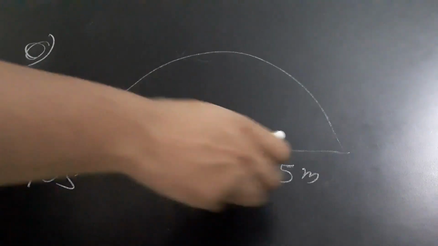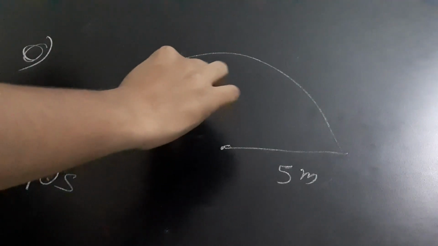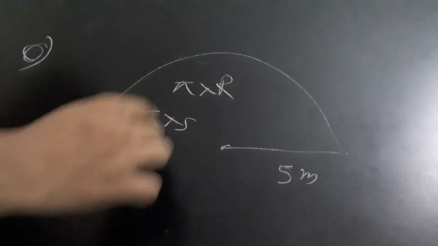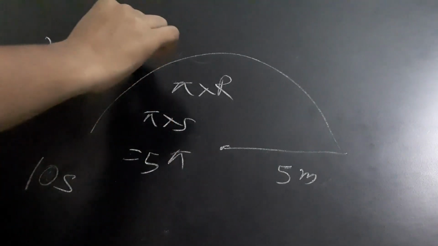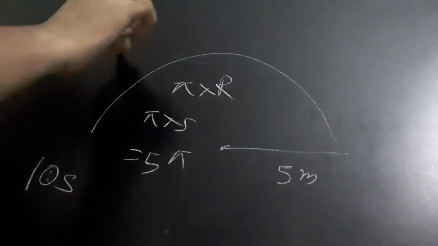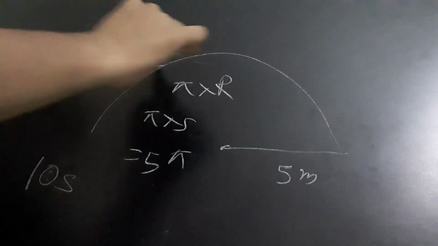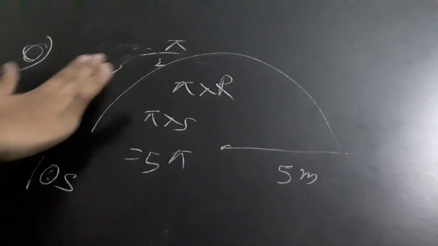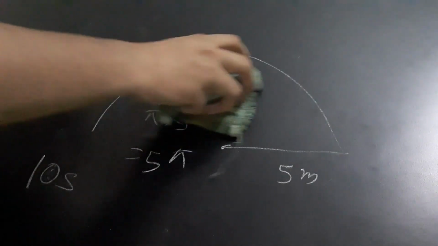So what they do is they take out the circumference of the circle by using pi into r. So they just do pi into 5 and they get 5 pi as circumference, and then they do velocity, that 5 pi on 10, and they get the answer as pi by 2, which is wrong. Some of you might already know this, and it's no big brainer. This answer is wrong.